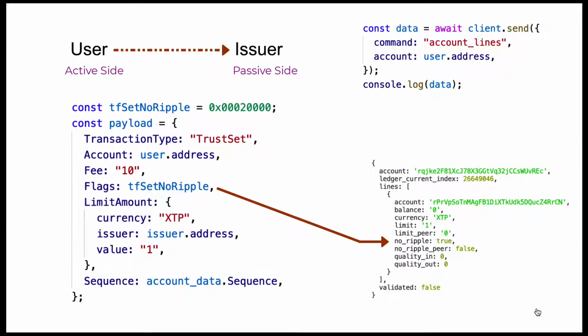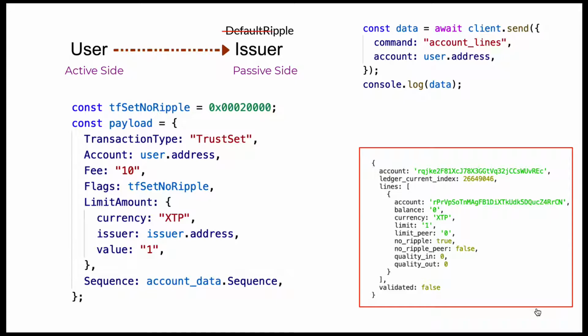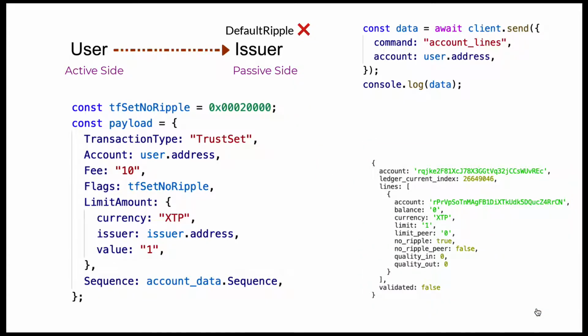So one more critical thing to understand here is that the TrustLines set up before enabling default ripple will all have no ripple peer as true, and all the TrustLines set up after enabling or setting the default ripple flag will have no ripple peer as false. The old TrustLines' values do not change when you set or clear the default ripple flag on the account. As an issuer, you can individually modify the value of no ripple peer, and I'll show you how to do that in this video.